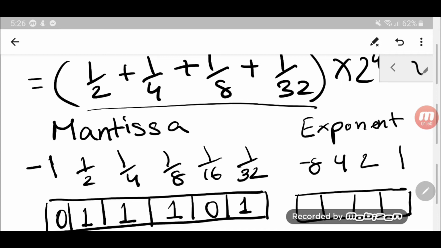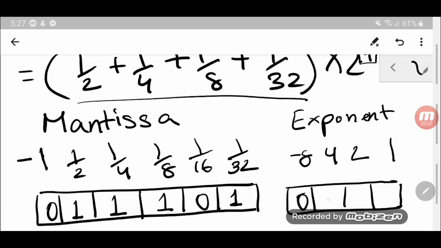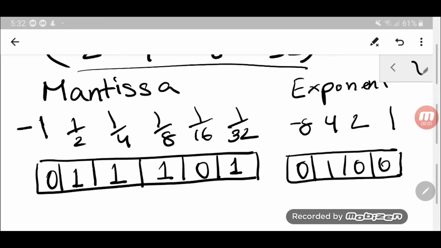As for the exponent, we have to convert the exponent, or the power of 2, to binary. If we convert 4 to binary, it's 0, 1, 0, 0. So this is our number in the mantissa and exponent representation. Both the representations we saw are in their normalized form. We use normalized representation so that we can ensure the maximum accuracy of the number is preserved.